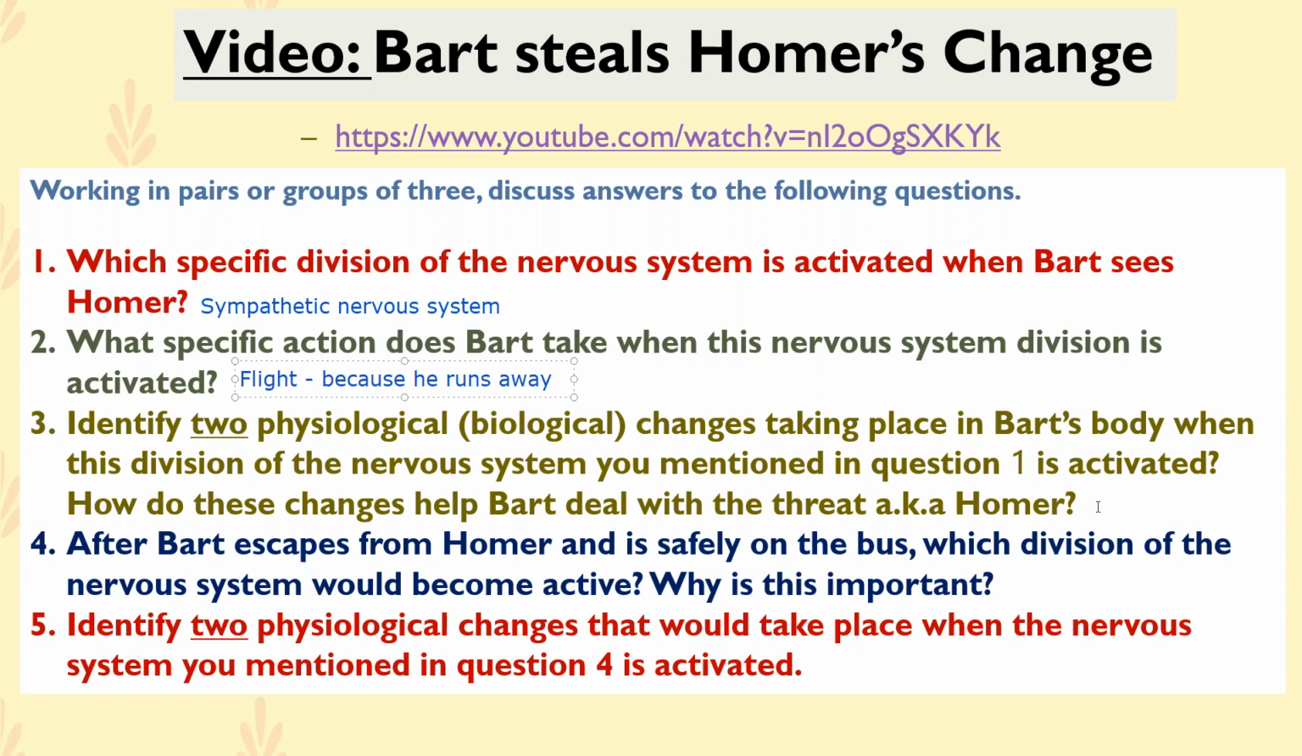The next question: identify 2 physiological or biological changes taking place in Bart's body when this division of the nervous system is activated. So when the sympathetic nervous system is activated, what are the 2 physiological or biological changes that could be taking place in his body? Just name them or identify them. I've got a good answer in the chat box already, but I need everyone contributing. So what do we think, guys? Someone who hasn't contributed already, give me an answer. Or even just one change. If anyone can give me one change, then we can jot it down here.